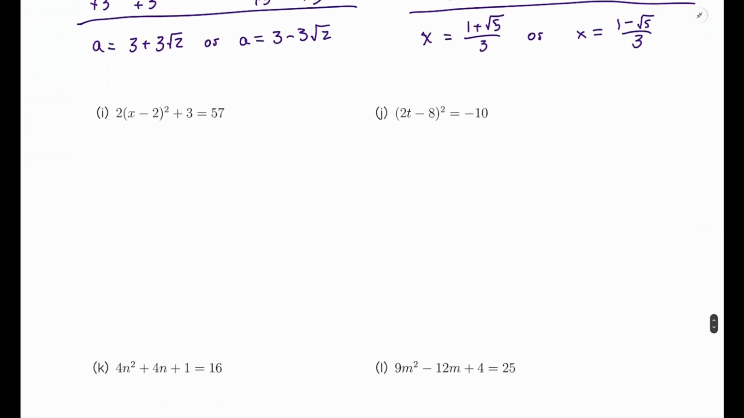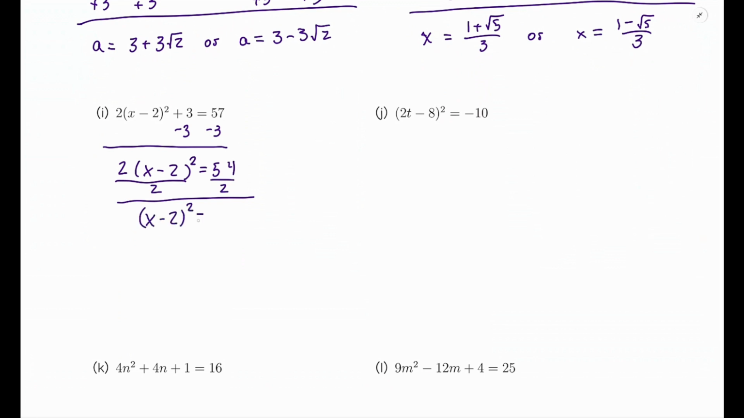Part I. 2 times the quantity x minus 2 squared plus 3 equals 57. So I'm going to subtract 3 first. Get 2 times x minus 2 squared equals 54. Divide by 2. Get x minus 2 squared equal to 27.